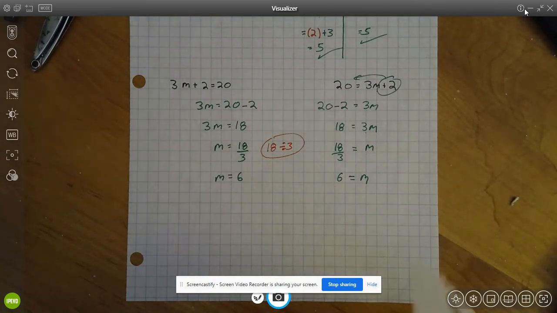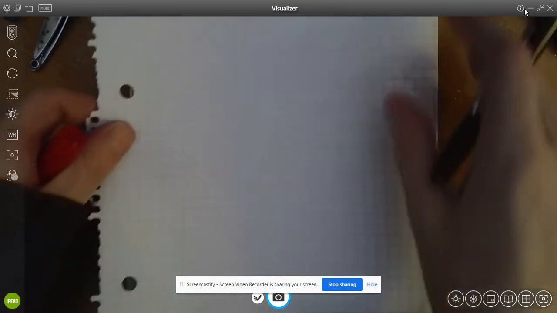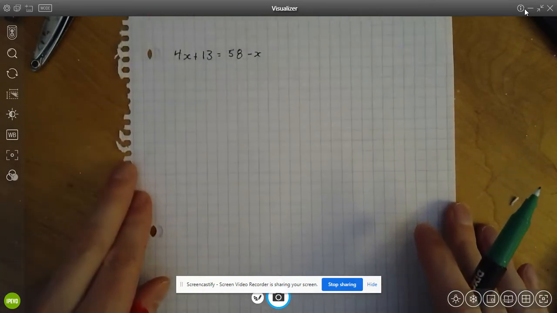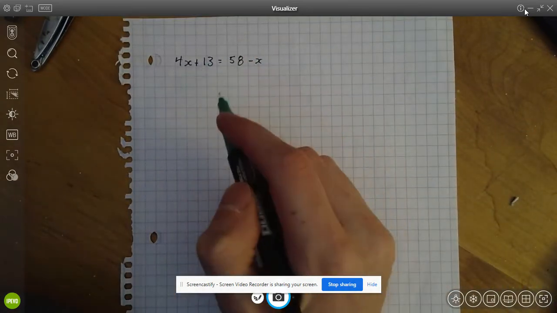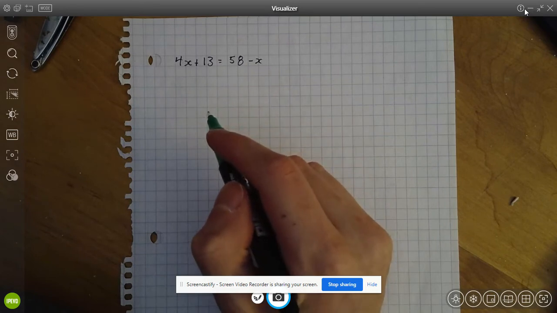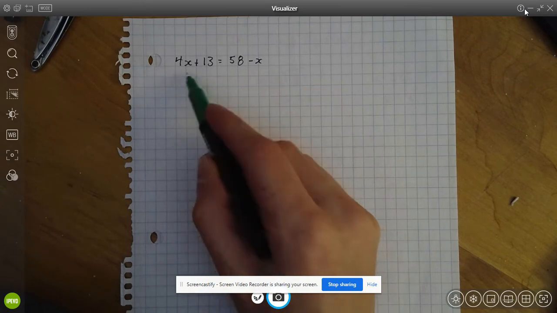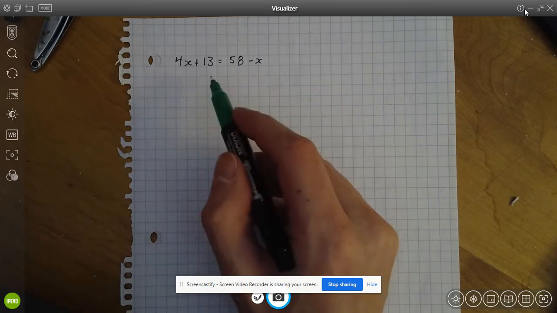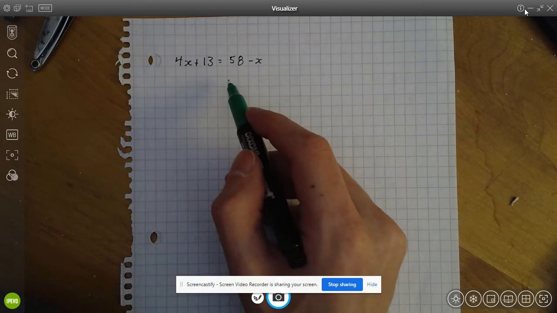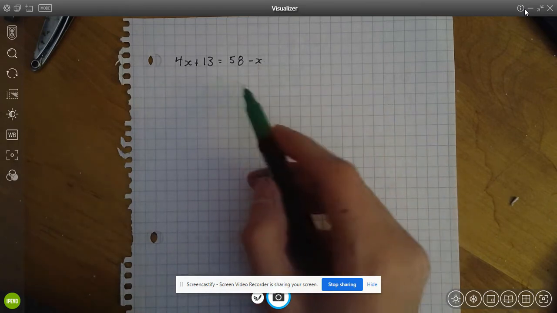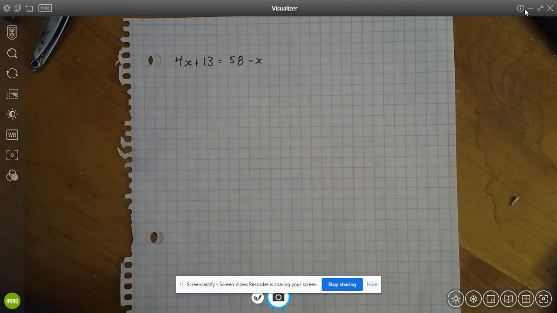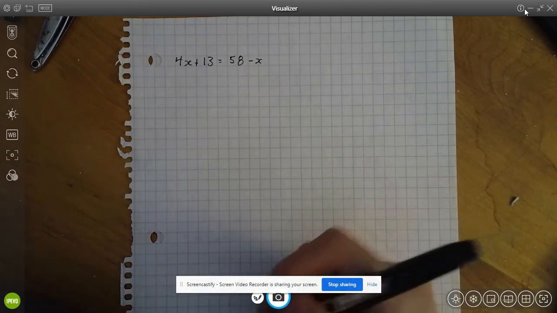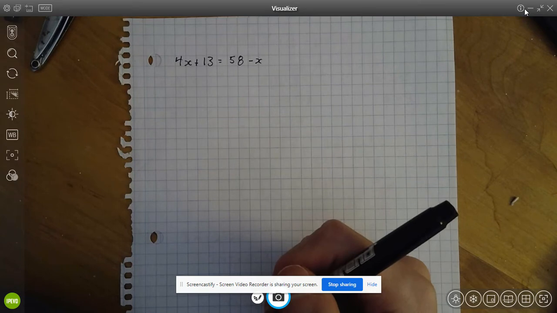I'm just going to do a couple more examples together. In this next example, you notice that I now have variables, I have x's, on both sides of the equal sign. So our first step to solve is to gather all the variables or all the letters on one side and gather all the numbers on the other side. So I want variables on one side, constants on the other. Some students like to always put the variables on the left and always put the numbers on the right. That's fine, it works.